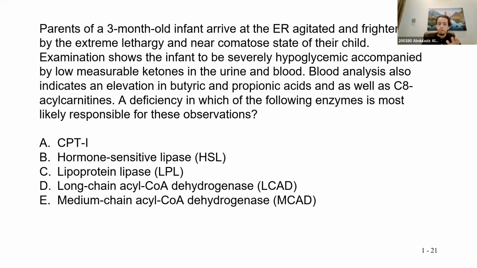The reason why we thought it was medium chain is because we saw that there was low ketones, so it's a non-ketotic hypoglycemia, and there are C8 acyl carnitines. So that means there's medium chains that are not being broken down. If it was a CPT1, we'd have elevated long chain fatty acids in the blood. So essentially, in this answer, it has to be that.